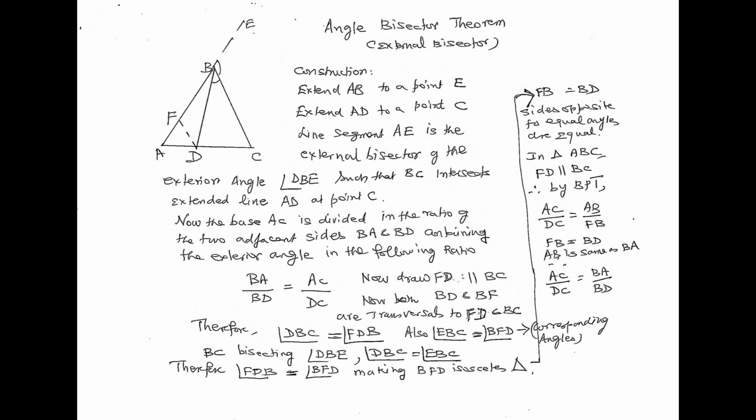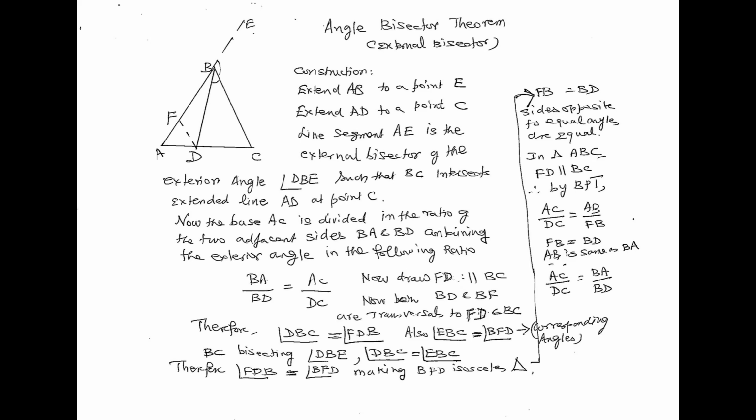Angle bisector theorem, external bisector. See, in triangle ABC in the slide, FD is parallel to BC, AB is extended to E, AD is extended to C, and by construction, line segment AE is the external bisector of the exterior angle DBE such that BC intersects the extended line AD at a point C. Now, by construction, we have extended AB to a point E, AD to a point C. Line segment AE is the external bisector of the exterior angle DBE such that BC intersects the extended line AD at point C, as I said.